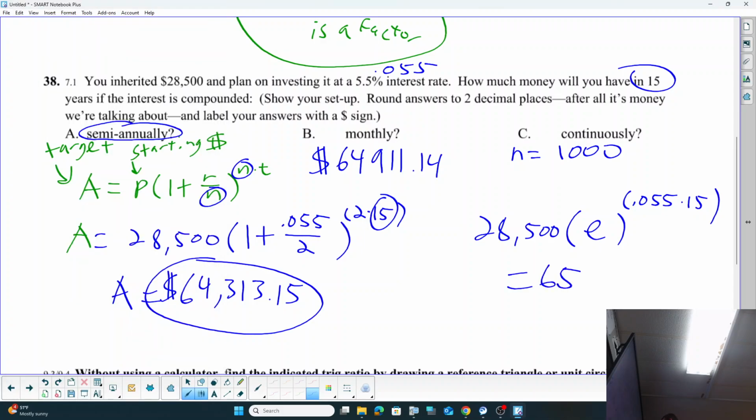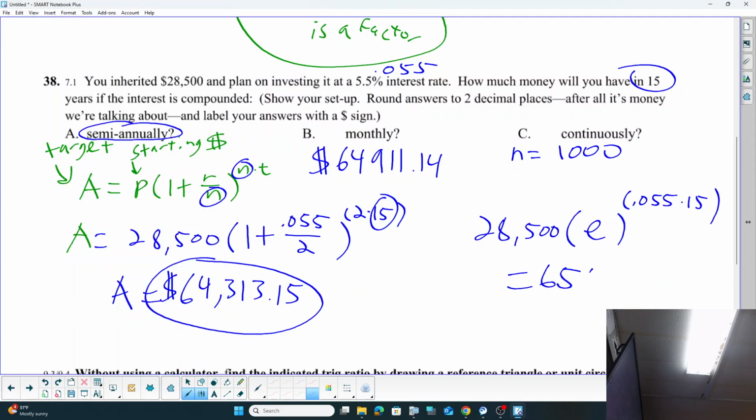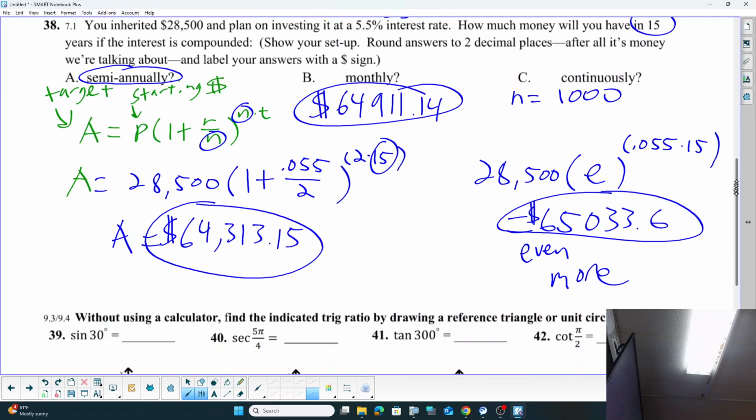65,033.6, so $33.6 even more. Good job, you guys.